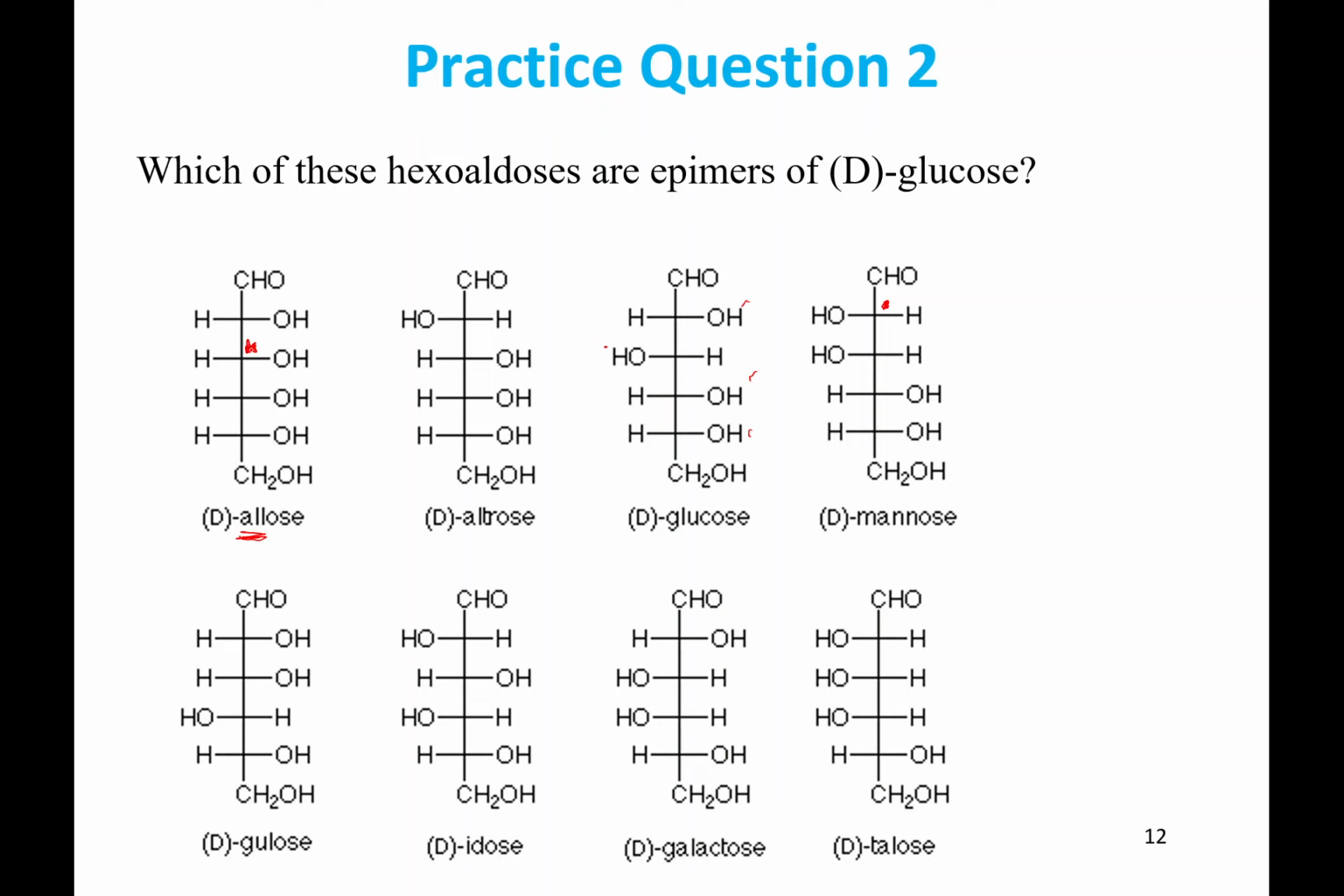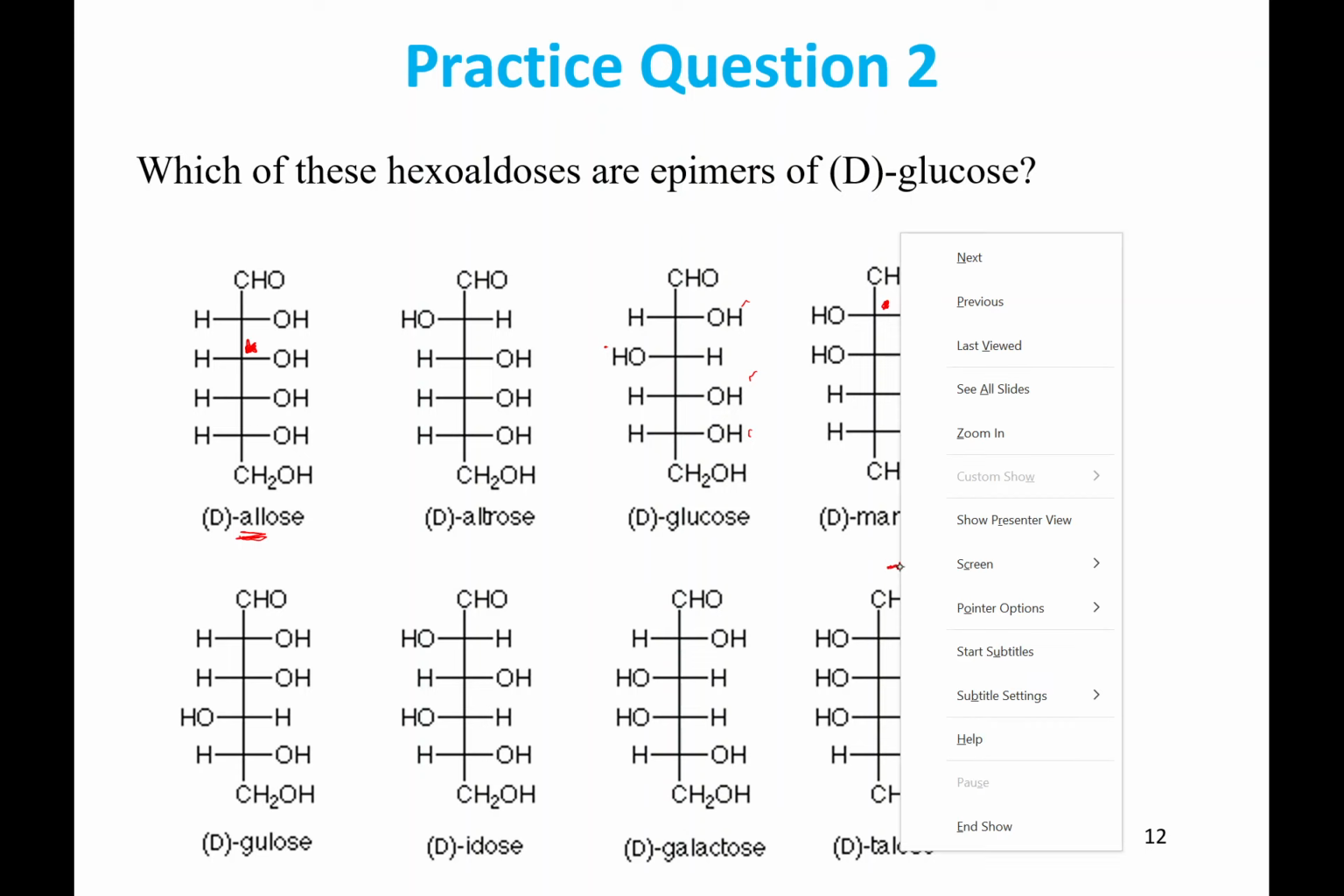Glucose, we have right, right, left, right. So it differs at 2 carbons. Idose, we have left, right, left, right. So that's differing at 3 carbons. Galactose, it's right, left, left, right. So that is an epimer.